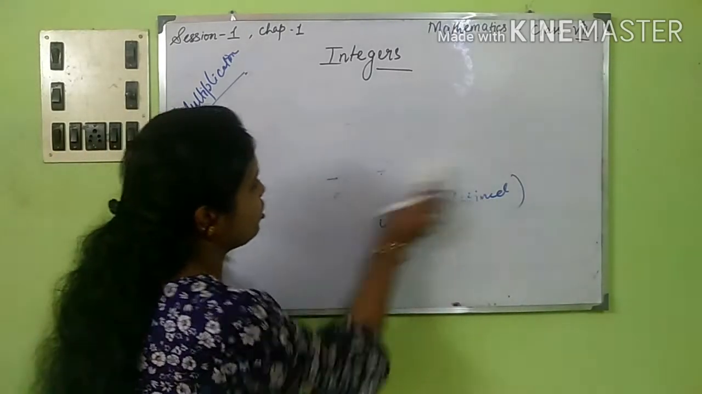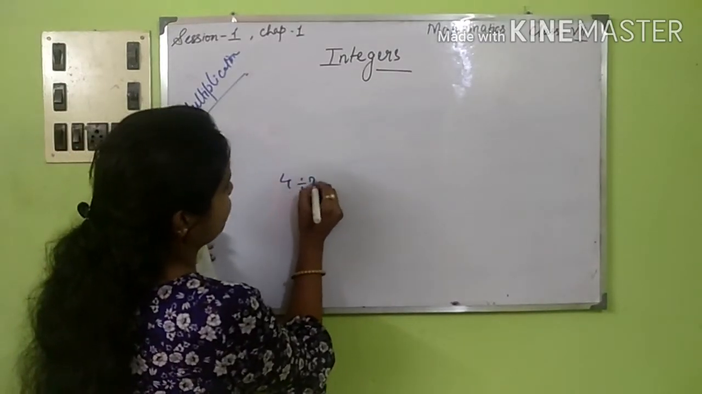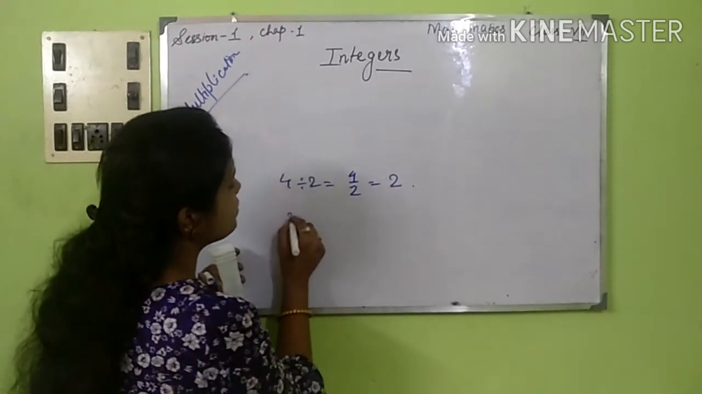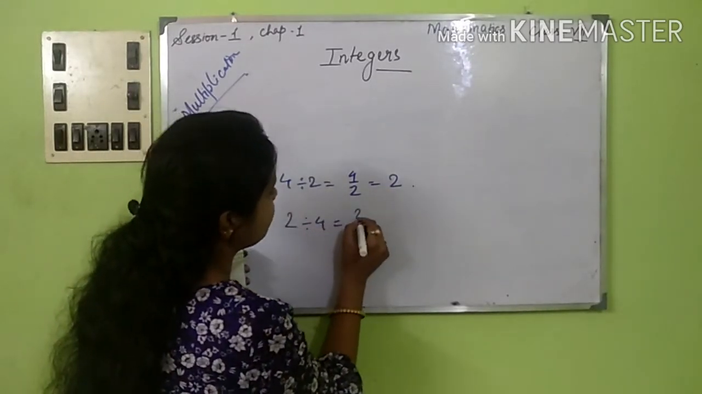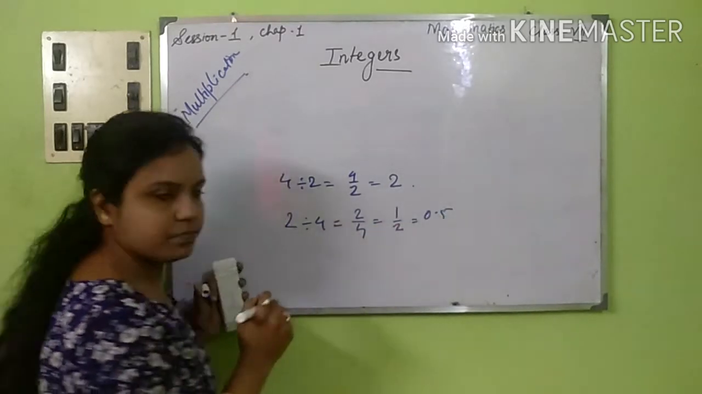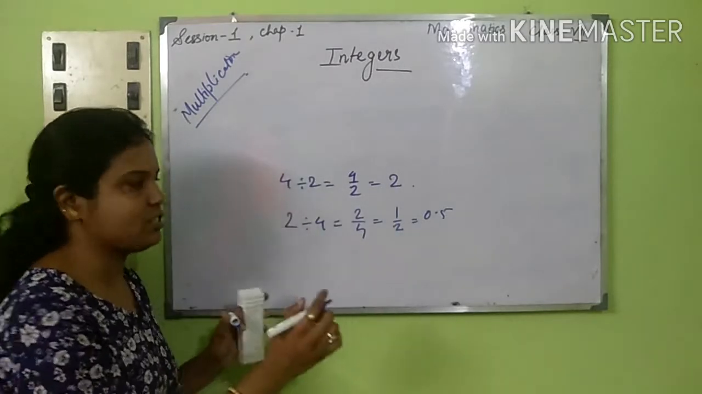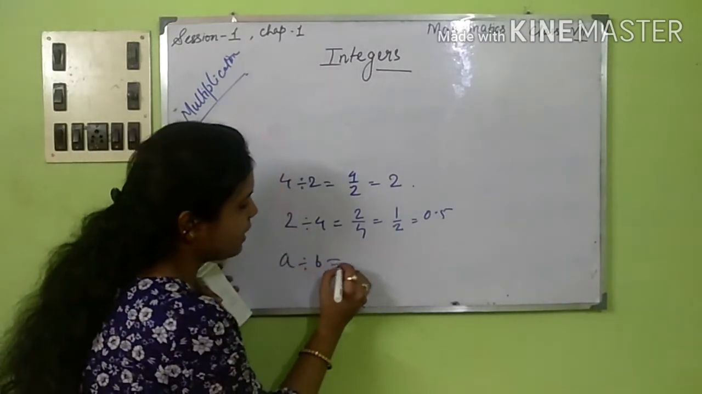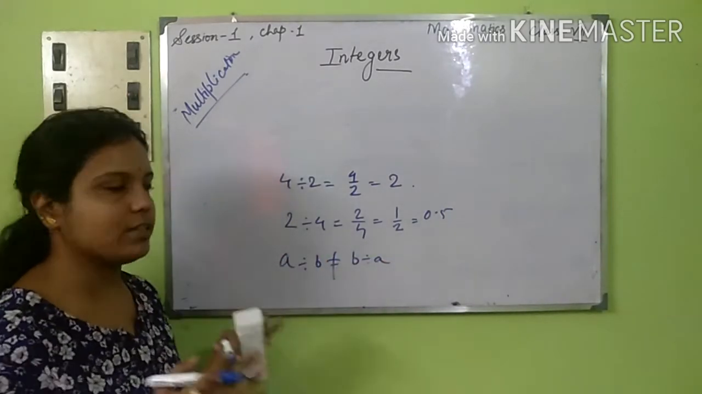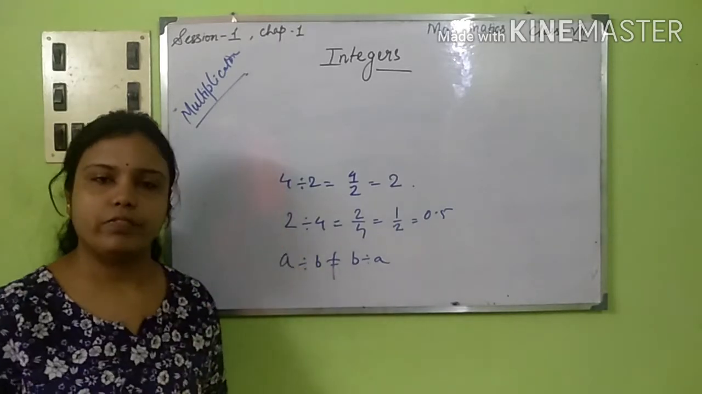Same for the commutative property for division. Suppose 4 divided by 2, 4 by 2. That is what? Answer is 2, right? Again, suppose I am writing 2 divided by 4. That means 2 by 4. Answer is what? 1 by 2. Answer is 0.5. Are these answers the same? No. That means the commutative property does not hold. That means a divided by b is not equal to b divided by a. And there are other properties which you know, associative property, identity, inverse, nothing exists for division.